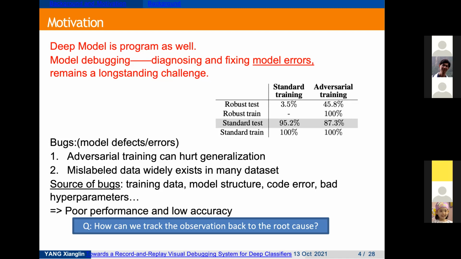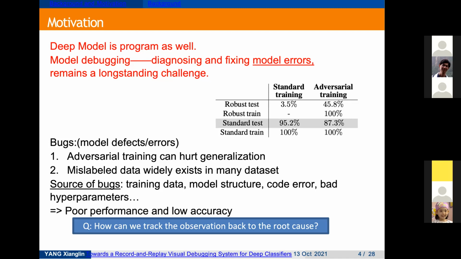We still don't know what would happen if you train your model over some mislabeled data. Apart from those two observations, the source of bugs can come from many different components, like the training data itself or the model structure. For example, if you use a rather simple model structure for a complex task, then it could have some problems. And developers could probably have some errors inside their code. And if your model is initialized with some bad hyperparameters, then the result might not be good.